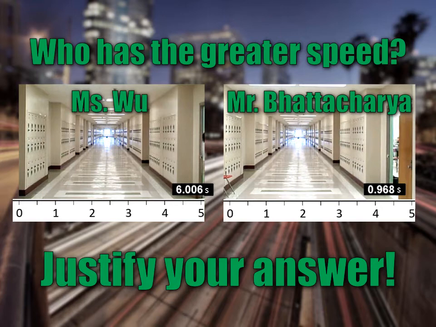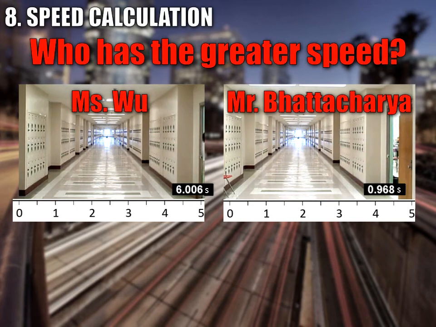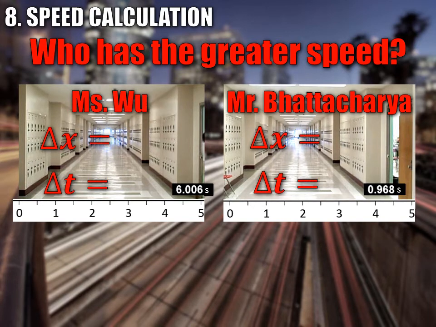When we justify our answers in physics, there are always two methods that you can use to justify your answer. Regardless of which method we choose, you're going to need to know two things. You're going to need to know Miss Wu's displacement and her change in time, and you're going to need to know Mr. Bhattacharya's displacement and his change in time. So let's go ahead and figure out what those were.